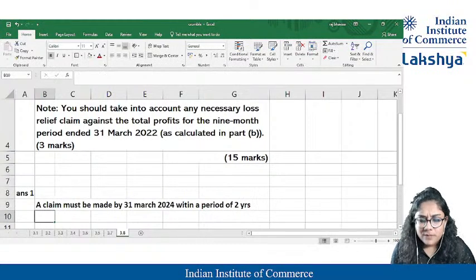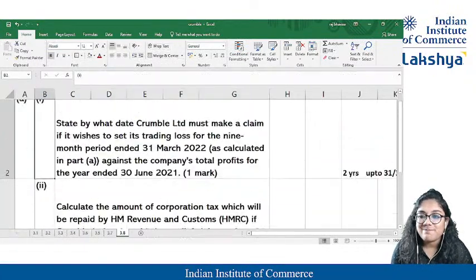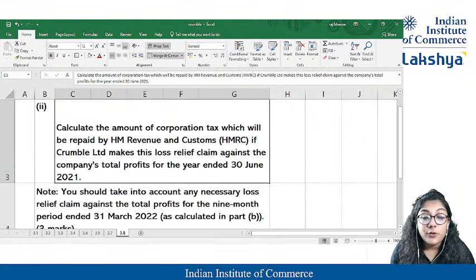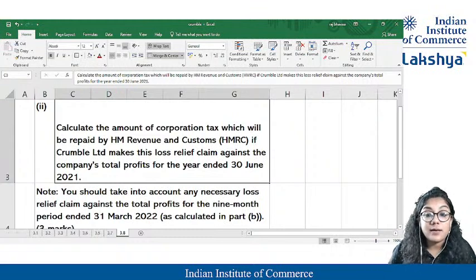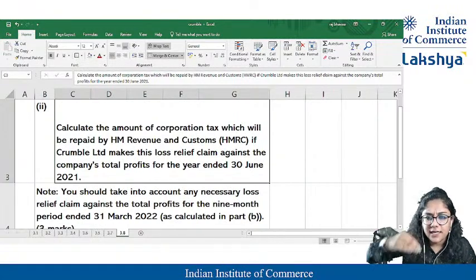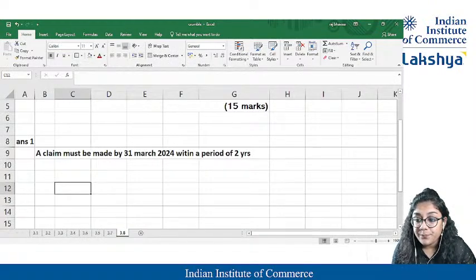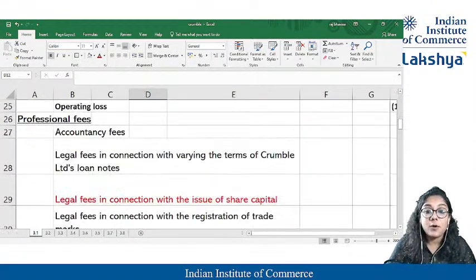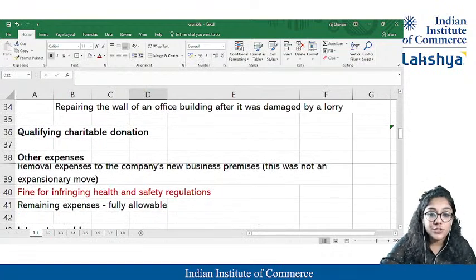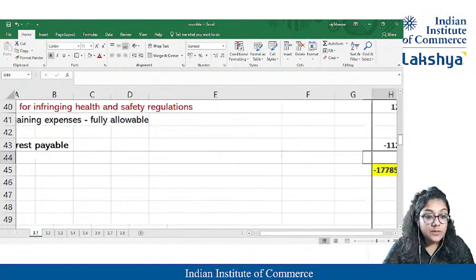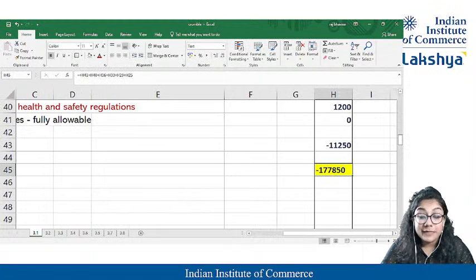Students, what is the second question? Calculate the amount of corporate tax. Okay, guys, what is the corporate tax amount? HM Revenue and Customs to be shown. We know the total amount of profit or total losses which I got in the current year. Guys, as I calculated with the first answer, what was my loss? Students, in the first, I got a loss in the books, which was how much? We got a loss of 177,850.